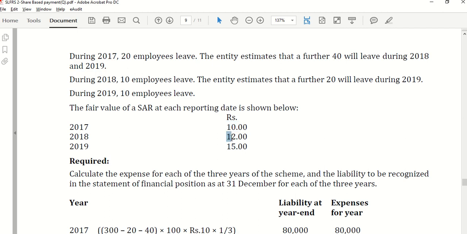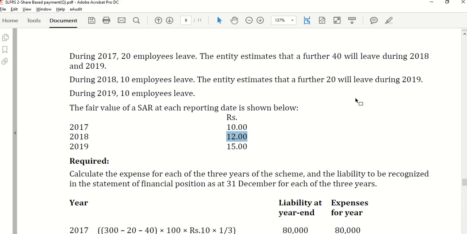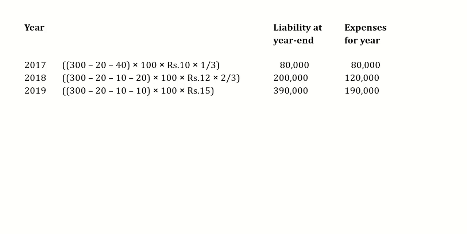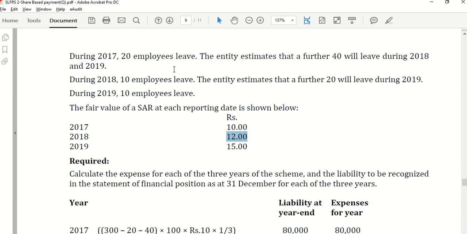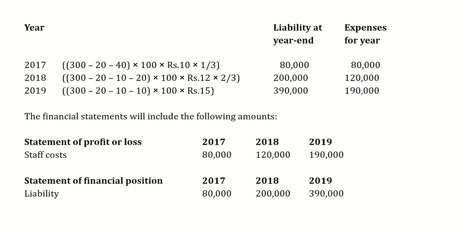Now again you want to remeasure your liability at 12. Why? Cash settled share based payment, you want to remeasure at 12. So the liability should be equal to 2/3, which comes to 100,000. So the difference is charged to the P&L account. And in the third year, 2019, you have 300 employees. First year 20 people left, second year 10 people left, and third year also 10 people left, altogether 40 people left, multiplied by 100, and your liability is remeasured at 15. So your liability should be 390,000. The balance of 190,000 you charge to the P&L.